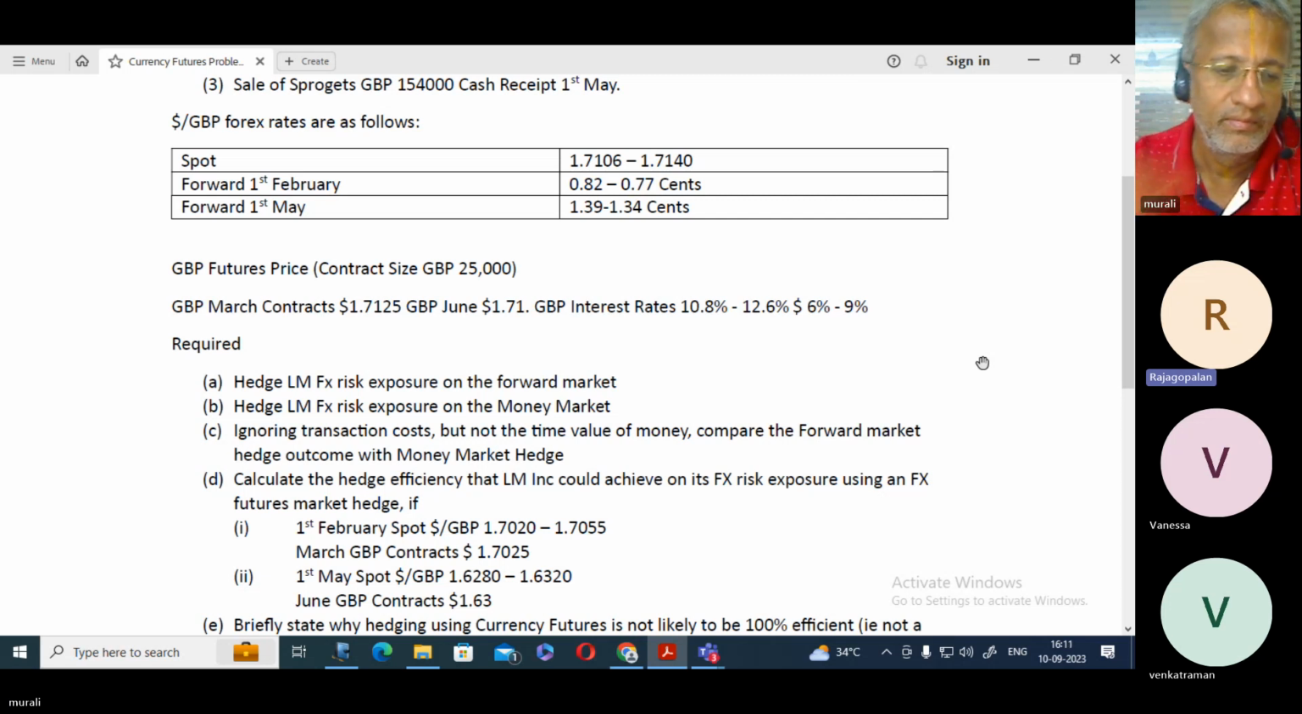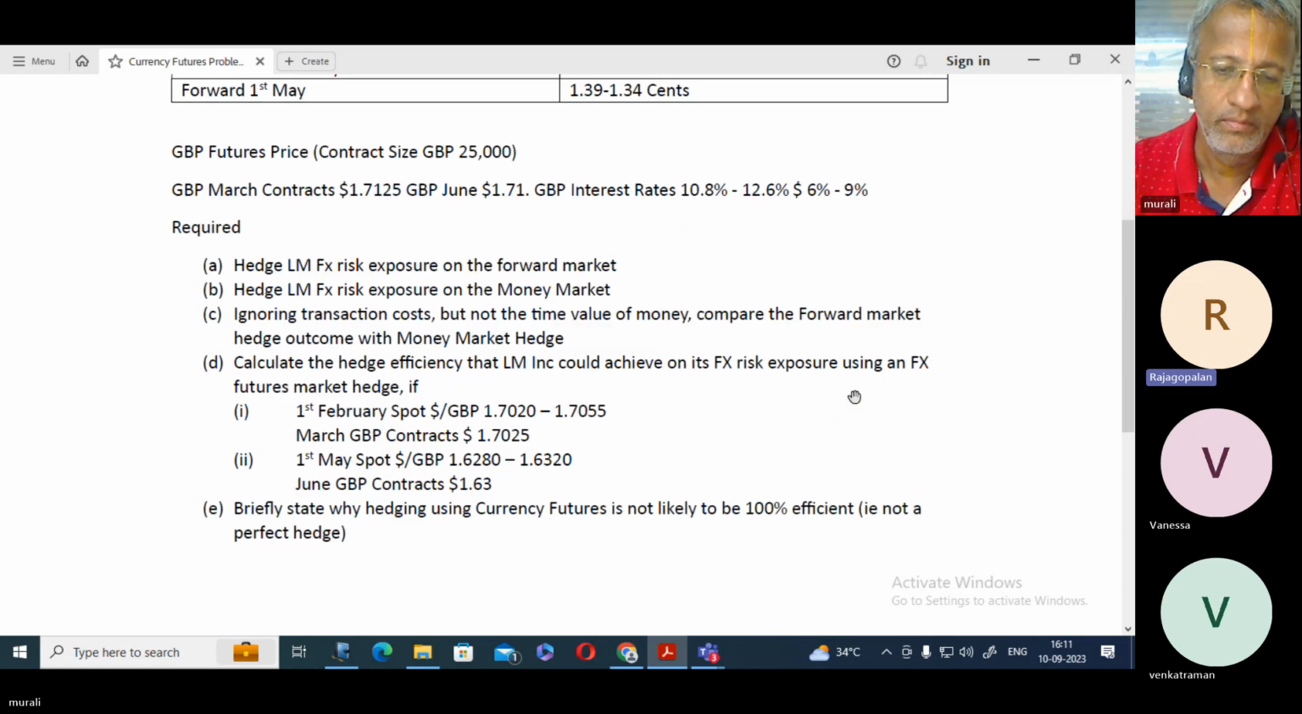Calculate the hedge efficiency that LMN could achieve on its foreign exchange risk exposure using a foreign exchange futures market hedge. If 1st February spot dollar per GBP 1.7020 is to 1.7055, March GBP contracts dollar 1.7025. 1st May spot dollar per GBP 1.6280 is to 1.6320, June GBP contracts dollar 1.63. Briefly state why hedging using currency futures is not likely to be 100% efficient. That is not a perfect hedge.